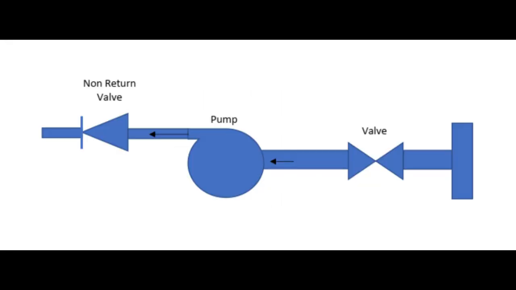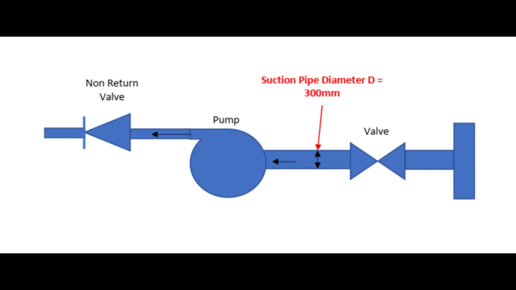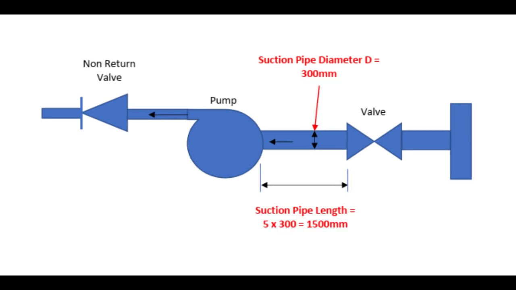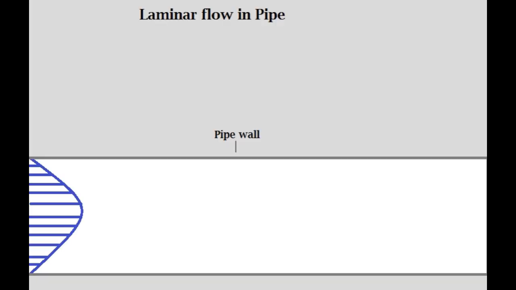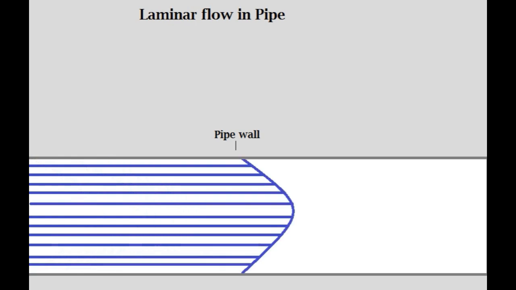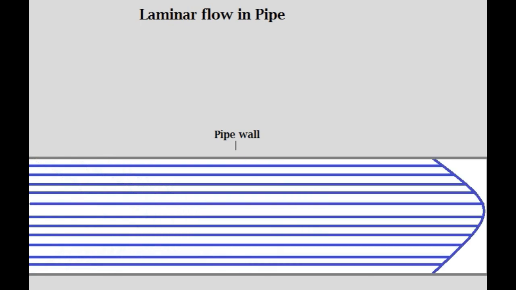For example, if you have a DN 300 suction pipe, a 5 × 300 equal to 1,500 mm long suction pipe length is required. This will ensure the flow upstream of the pump suction is streamlined without any turbulence.